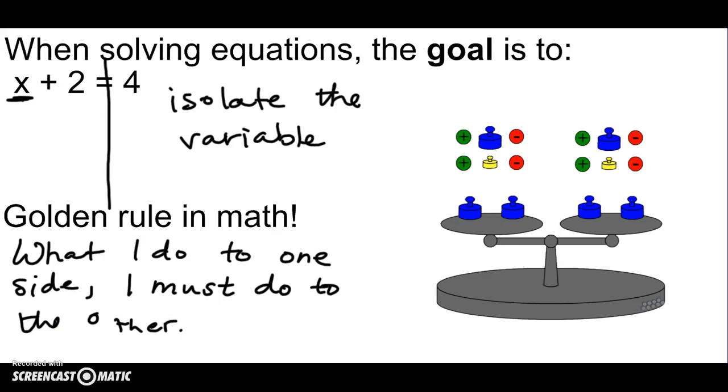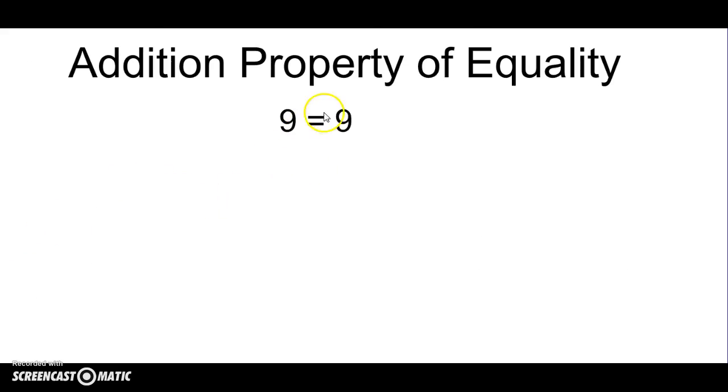When we look at the addition property of equality, we're going to really be able to see how the golden rule of math comes into play. The addition property of equality states that if I have an equal equation, just as I do this 9 equals 9 here, if I add something to the left side, I have to add that same thing to the right side in order for my equation to stay equal.